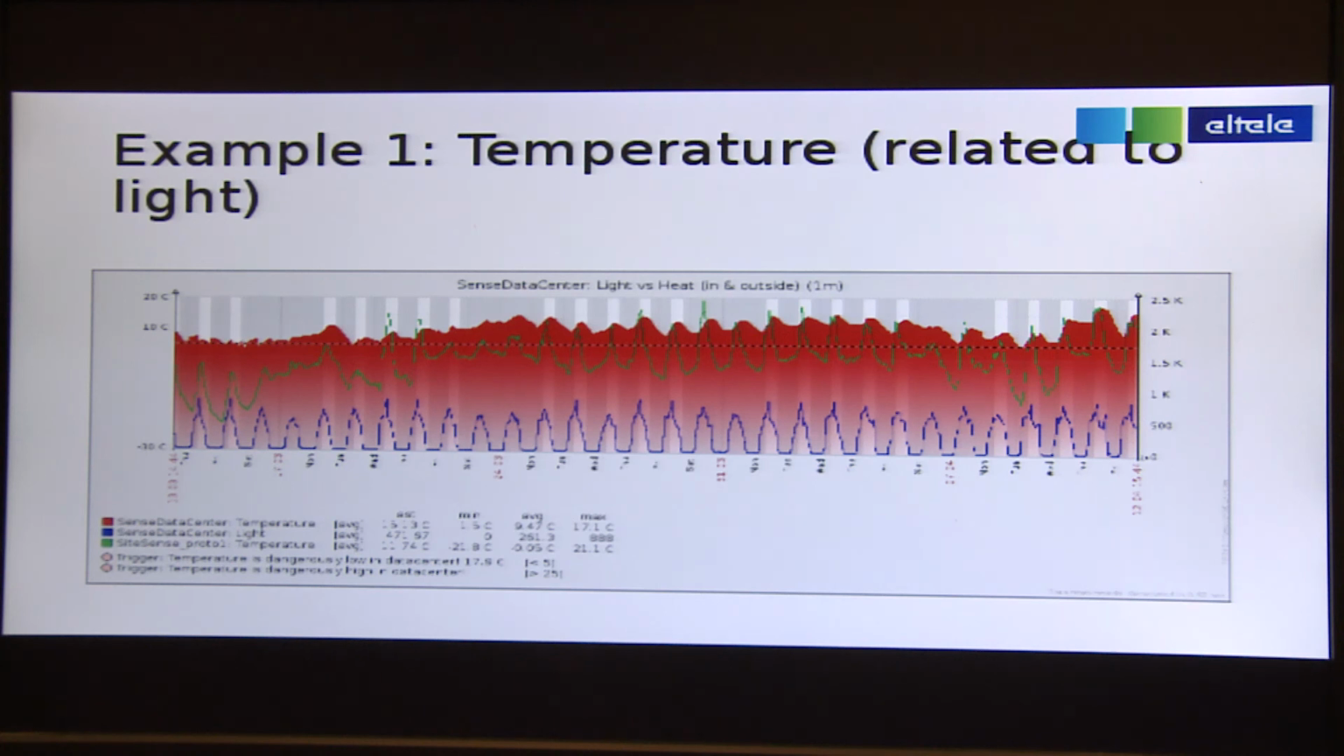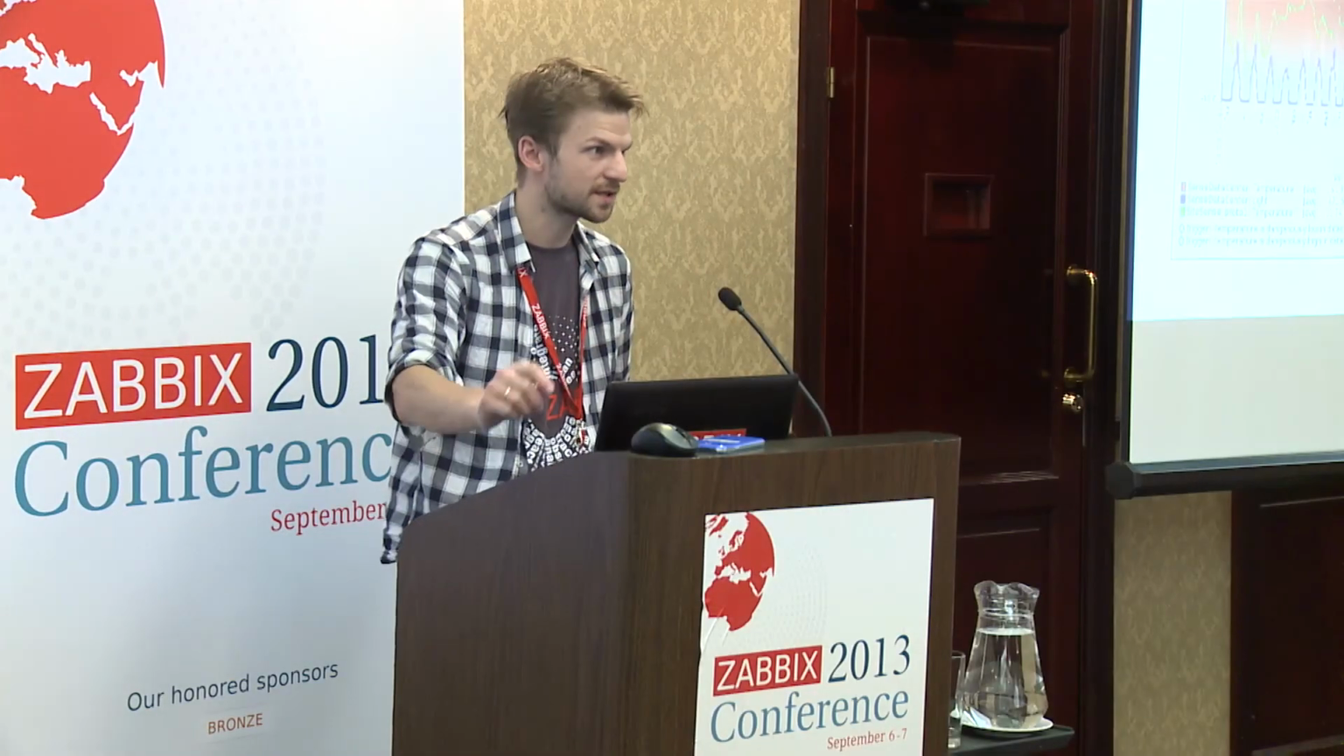What you see here is a rather less than ideal situation for any data center. We're measuring temperature on the inside and on the outside, red being inside, green at the top being outside, as well as light, but on the inside of the data center. The time span here is exactly 1 month. And for those who want to count, there are exactly 30 blue spikes, 30 light spikes.